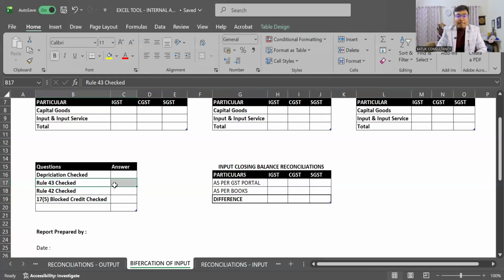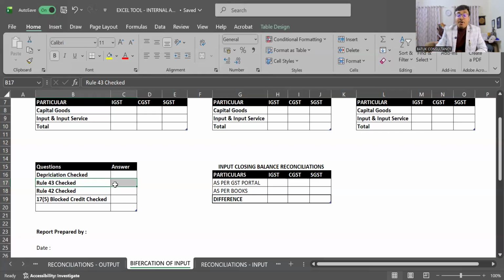You also need to check whether, during the particular period for which you are going for the audit, any blocked credit has been claimed or not, section 17 subsection 5. Because in section 17 subsection 5 we have a list: motor vehicles, related insurance, vessels, aircraft, food and beverages. So we need to check whether these expenditures are there, and if they are, whether the ITC has been claimed or not, or whether the same has been shown as section 17 subsection 5 blocked credit.